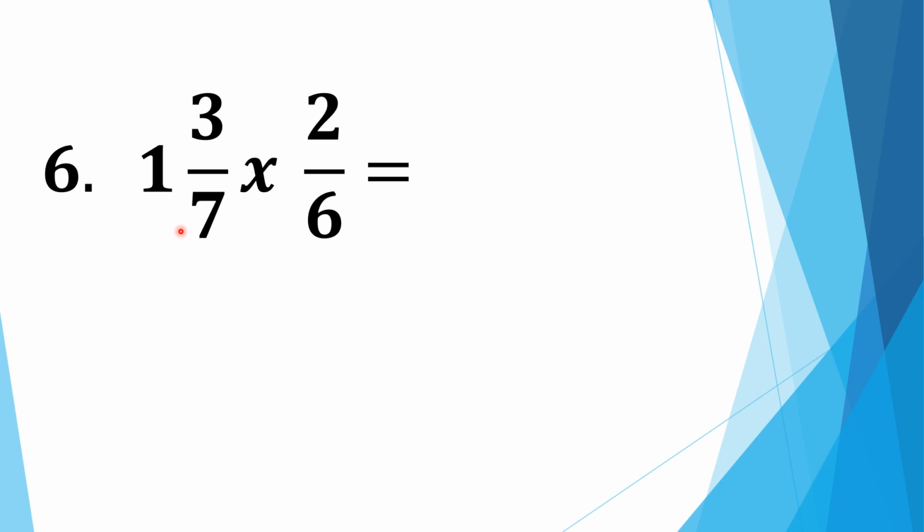How are we going to change mixed number to improper fraction? To change mixed number to improper fraction, step 1, multiply the whole number by the denominator. So let us multiply 7 times 1. Step 2, add the answer from step 1 to the numerator. Then step 3, write the answer from step 2 over the denominator.